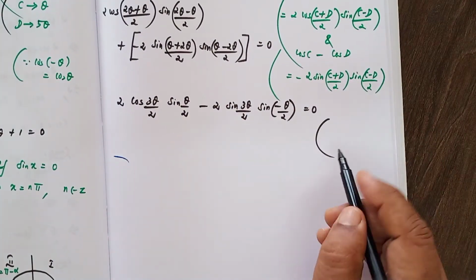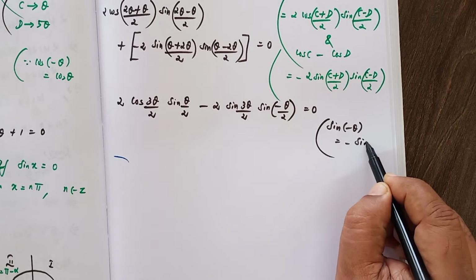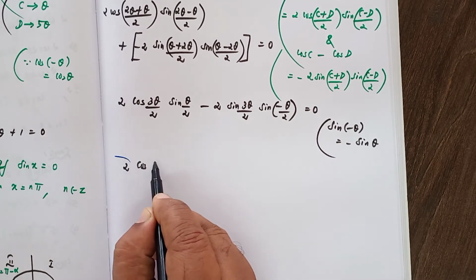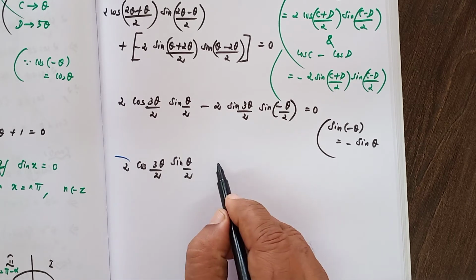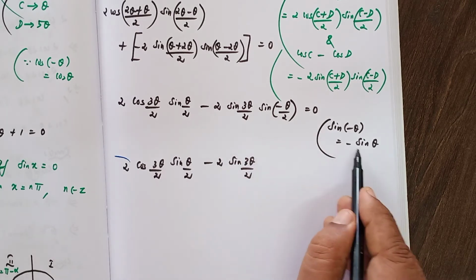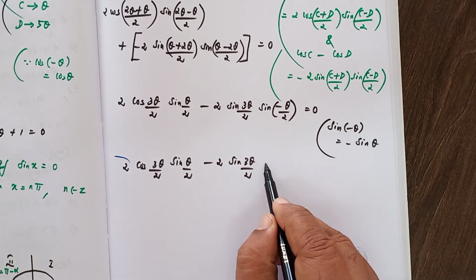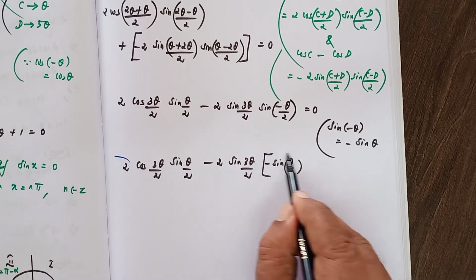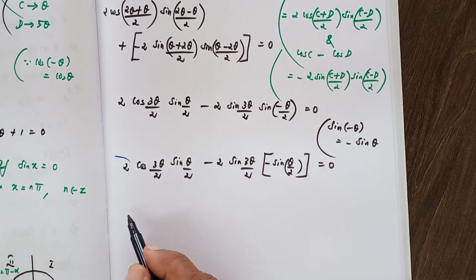We know that sin of minus theta equals minus sin theta. Therefore this becomes 2 into cos of 3 theta by 2 into sin theta by 2 minus 2 into sin of 3 theta by 2. According to this property, sin of minus theta by 2 can be written as minus sin of theta by 2. That is equal to 0. Minus into minus is plus. The next step we can write.